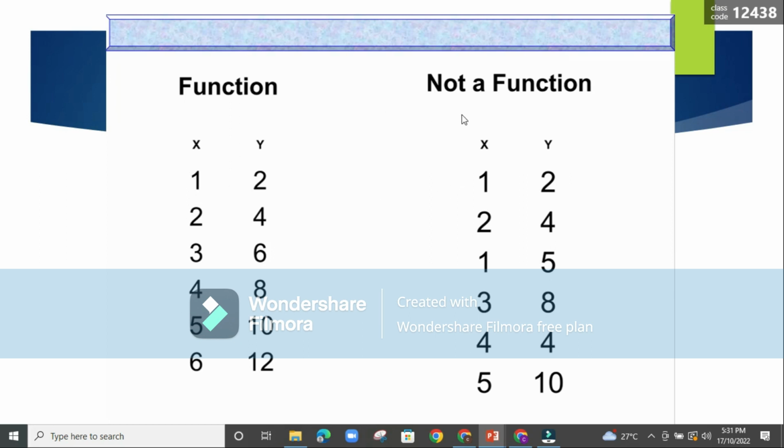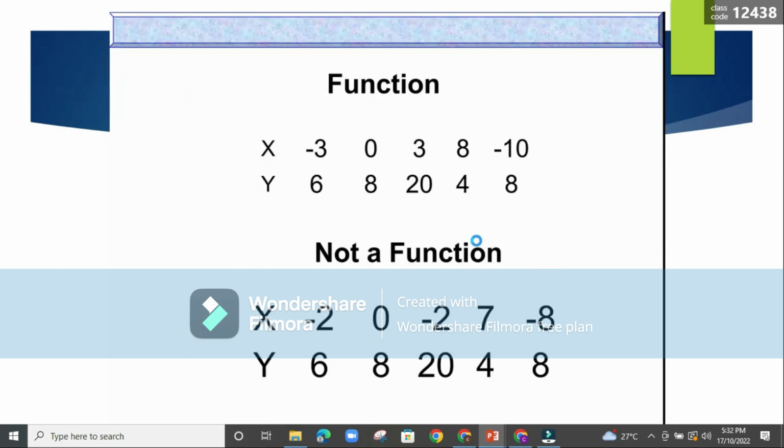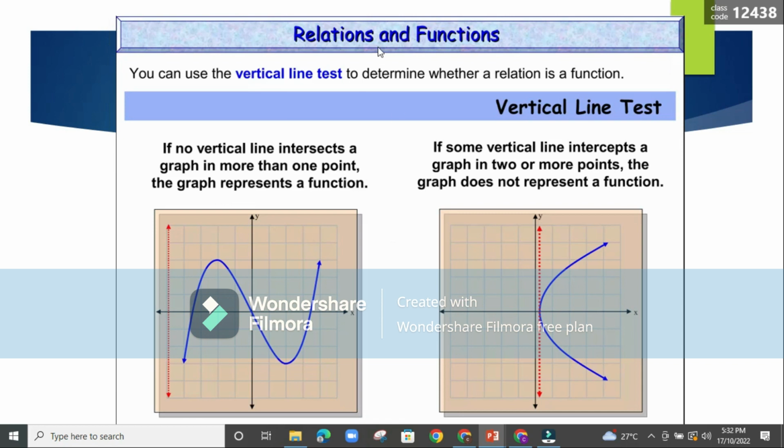It doesn't repeat. None of the x values is repeating. And in this table of values for x, let's take a look: 1, 2, 1, 3, 4, 5. So 1 is repeating twice, so it's not a function. How about this one? This is an example of a function: negative 3, 0, 3, 8, negative 10, because none of the x values is repeating. And this is not a function because of negative 2, 0, negative 2, 7, negative 8. Negative 2 is repeating.